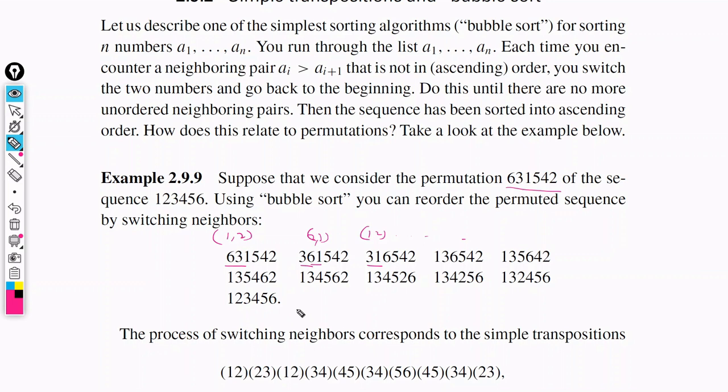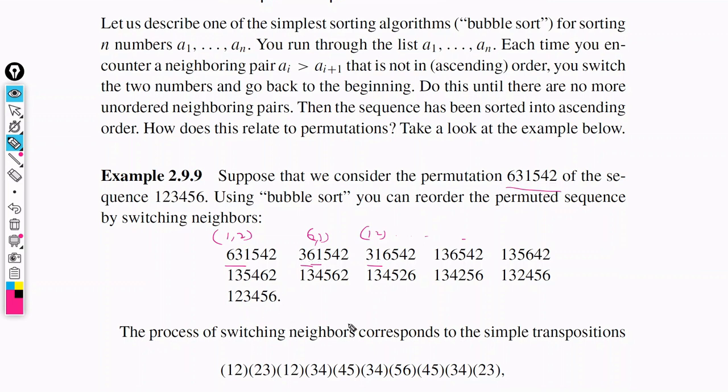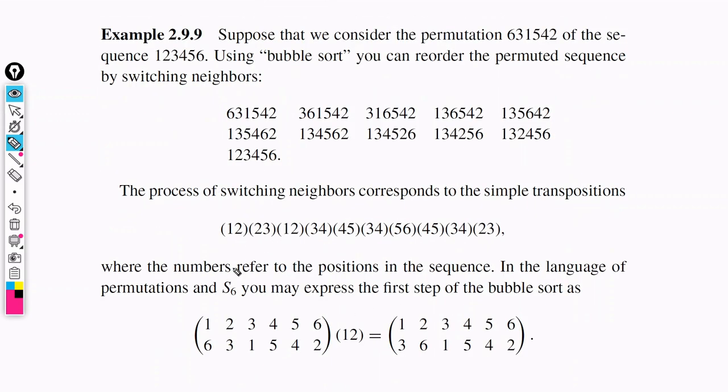So this is our bubble sort algorithm. We can say that the process of switching neighbors corresponds to simple transpositions. For example, in the first case we use the transposition (1 2), right? In the second case this is (2 3) and this is (1 2). All are simple transpositions. So altogether we have 10 transpositions: (1 2), (2 3), (1 2), (3 4), etc. The last one is (2 3). These numbers refer to the positions in the sequence, right?